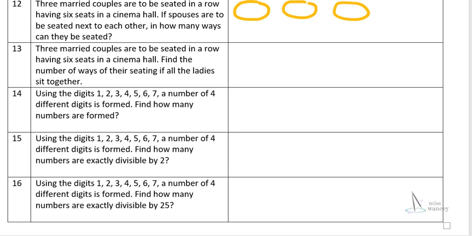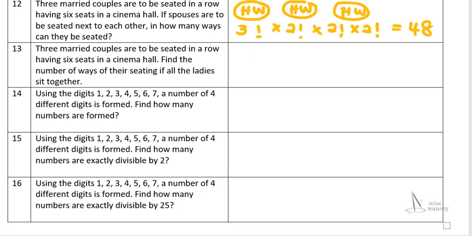Okay, so that means I have 3 groups to arrange. So 3 factorial. For each group, I will have husband and wife. So that means 2 factorial for the arrangement of husband and wife. And this one is husband and wife as well, so another 2 factorial. This one also husband and wife, so multiply with another 2 factorial. So this is simply equal to 48.